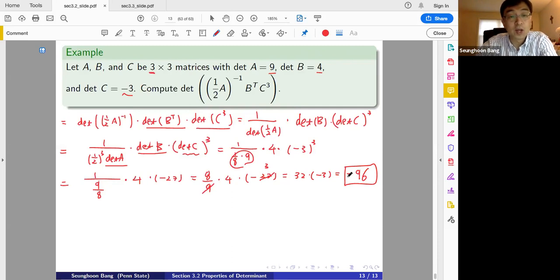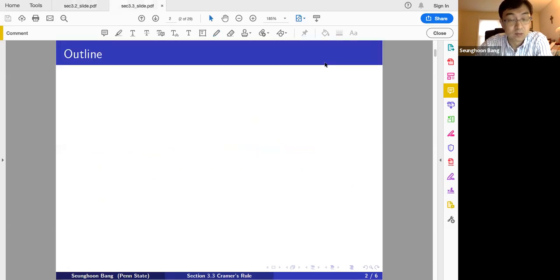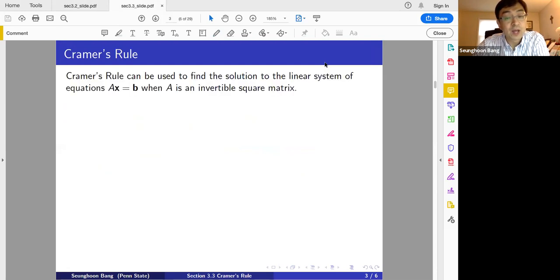Next, we are going to section 3.3. Section 3.3 is Cramer's rule. What is Cramer's rule? I'm going to give you examples. Cramer's rule can be used to find the solution to the linear system of equations Ax equals B when A is an invertible square matrix.